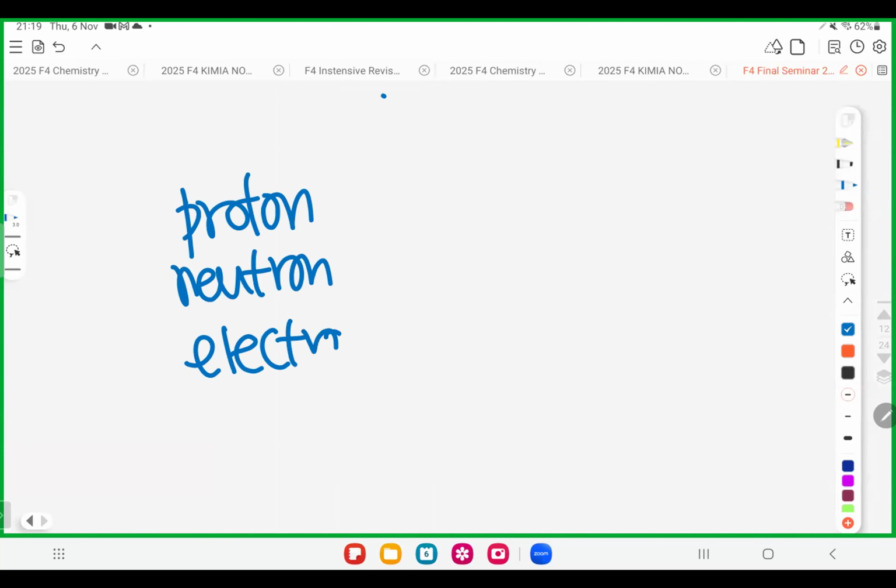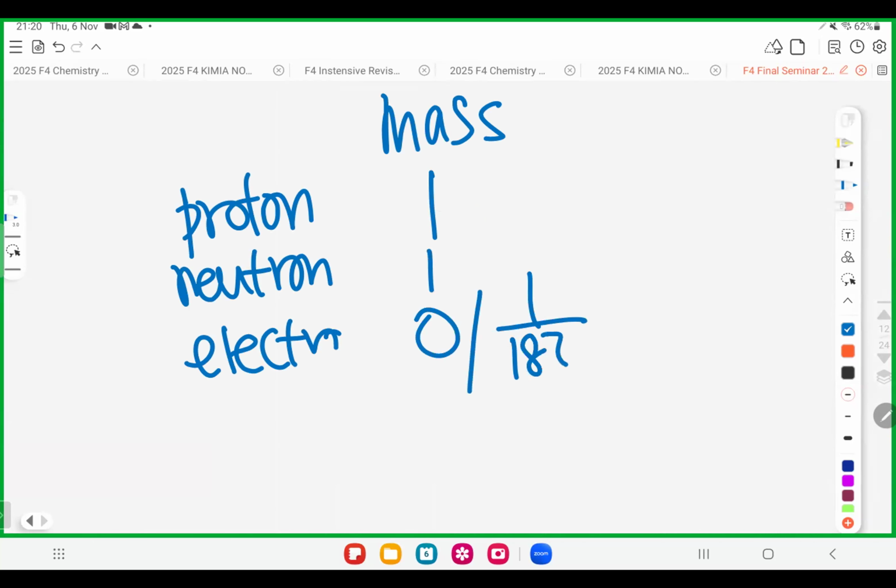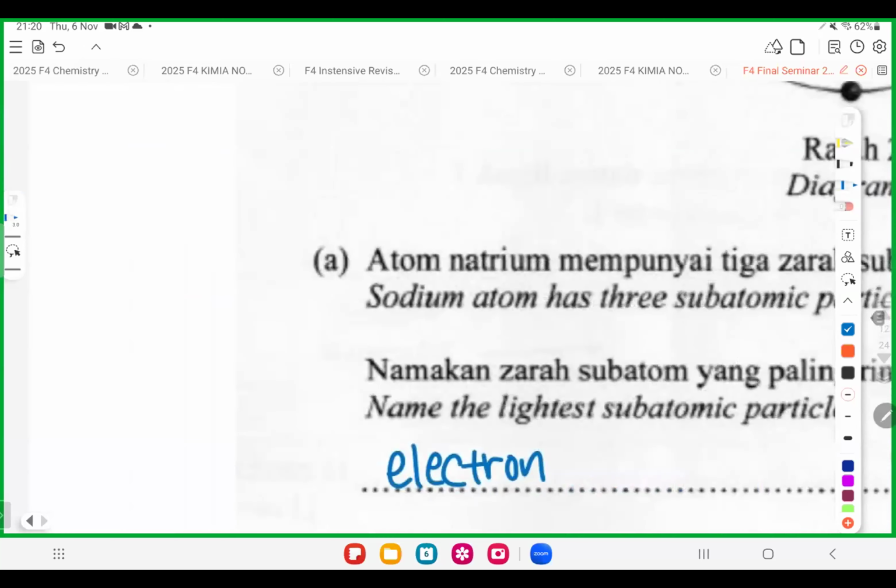Make sure you know about the mass. What is the mass of proton? 1. Okay, no unit, it's not 1 gram, just 1 only. What is the mass for neutron? 1. What is the mass of electron? You can write 0 or you can write 1 over 1836. So electron is very, very light compared to proton and neutron. So who is the lightest subatomic particle? Electron. Okay, next one.